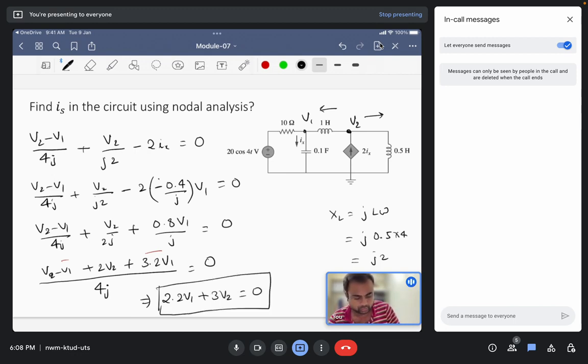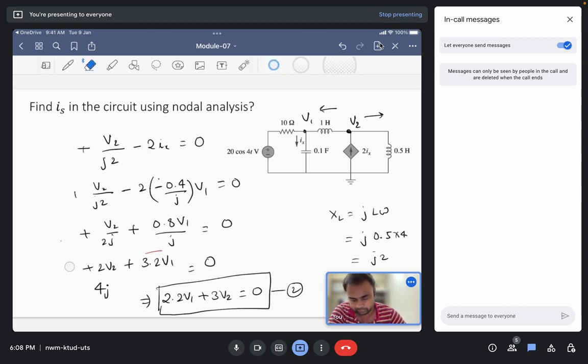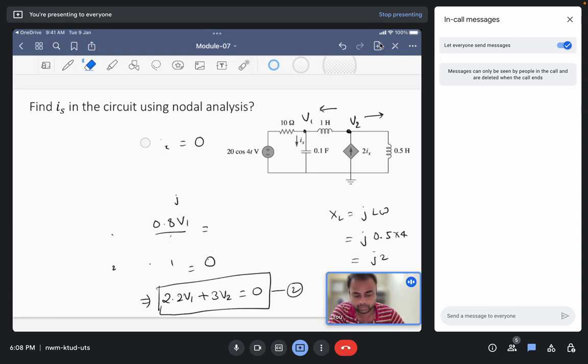So let us call this equation 2. So now we have to simultaneously solve equation 1 and 2 to get V1 and V2. And once we get V1, we can calculate the current Ix. So I will clean this portion here. So if any one of you has solved the problem, please write the answer in the chat box.